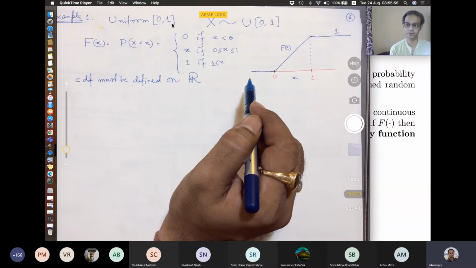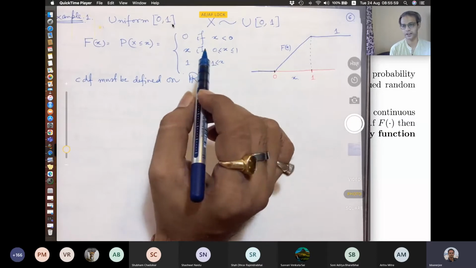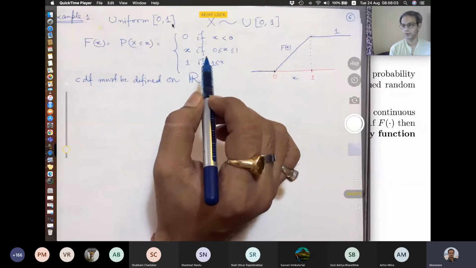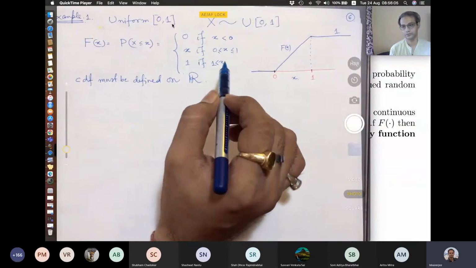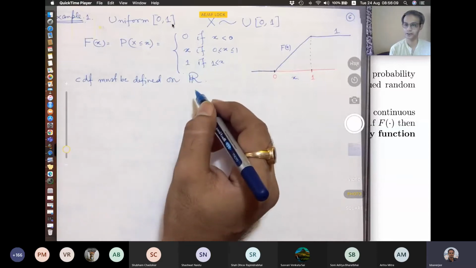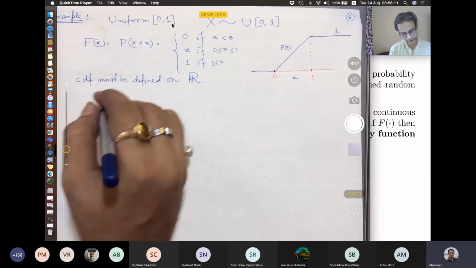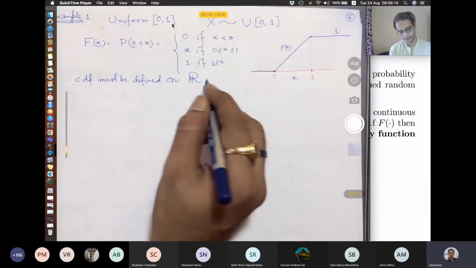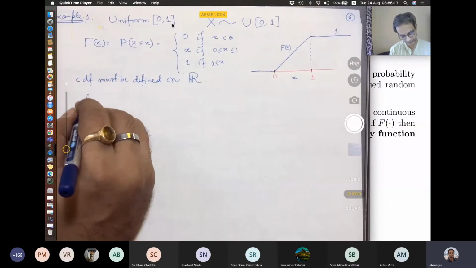And that is followed everywhere. Any mistake in writing CDF and PDF gives completely 0 marks, and that holds in the interview also. So the CDF must be defined on the entire real line. Okay, now you tell me what will be the PDF value.